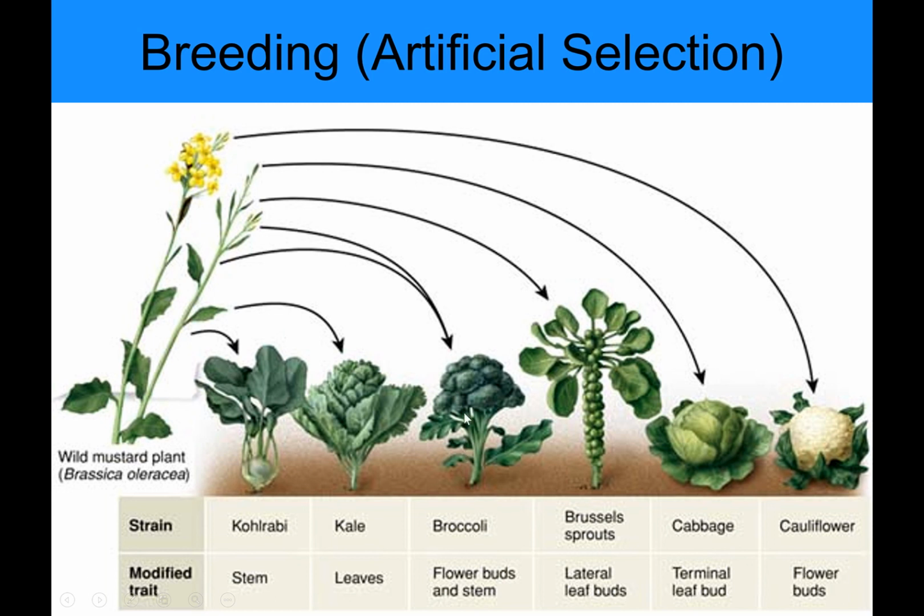broccoli. But actually, all of these plants that we eat, kale, broccoli, Brussels sprouts, cabbage, cauliflower, they all come from this wild mustard plant. So they're basically the same species, but different breeds, kind of like different breeds of dogs, like pit bulls and labs and collies. They're all the same species. We've just selected for different traits. They're not different enough to be different species.